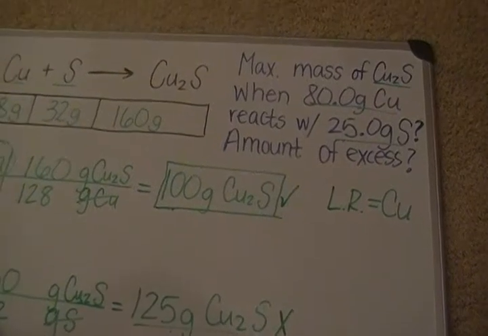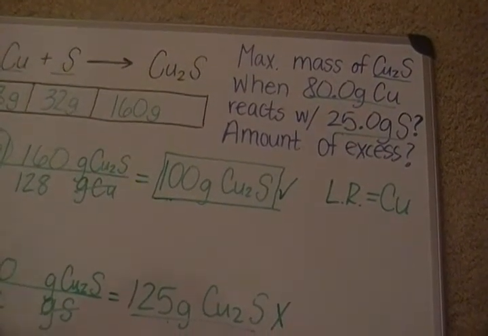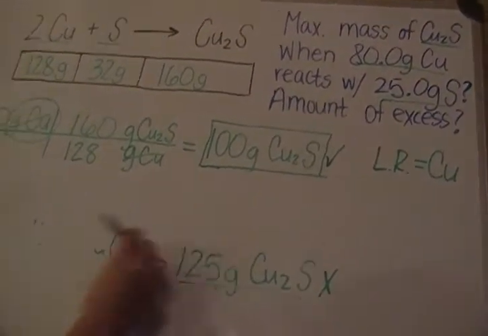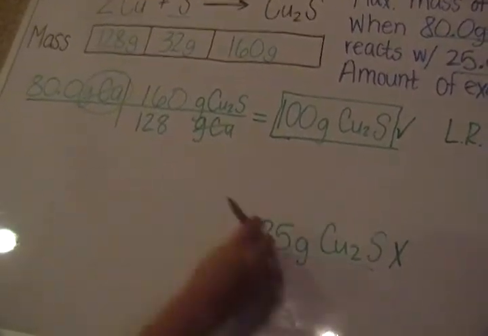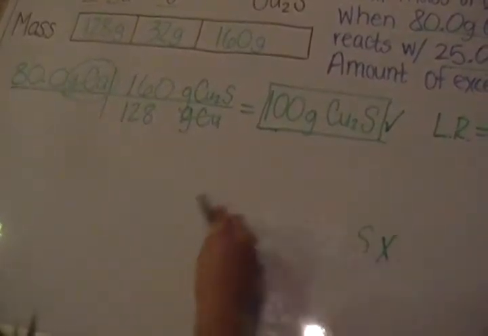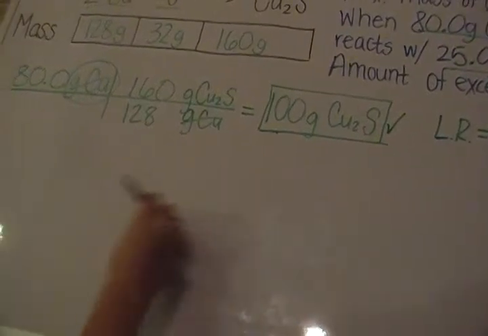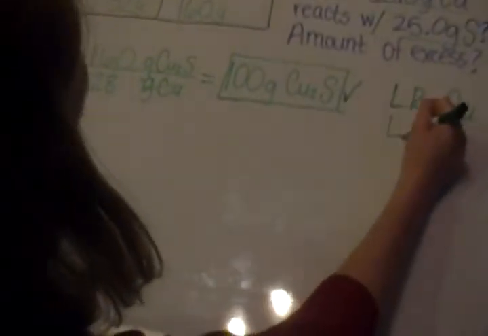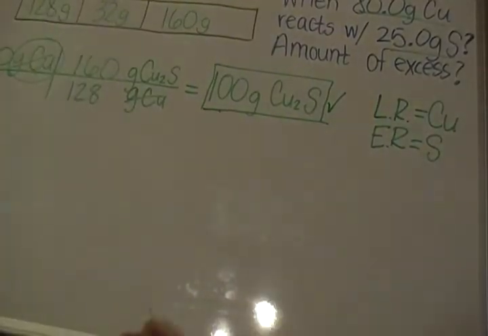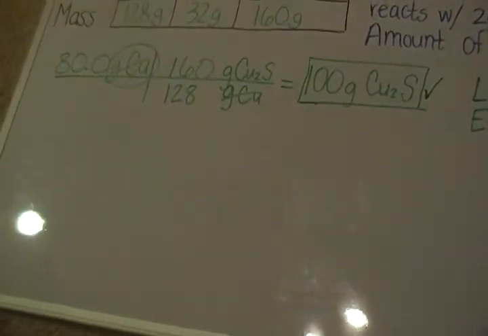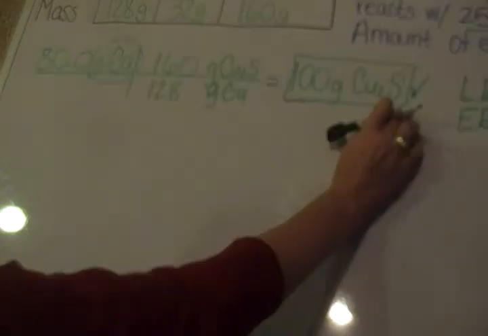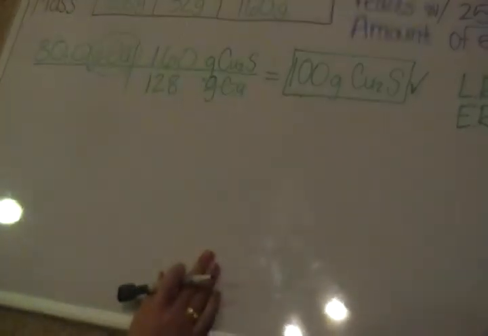Okay. That also means that my excess reagent is sulfur. It's going to be the opposite of the limiting reagent, the other reactant, the one that I had extra of. And I'm erasing this so I have some room to write again. All right, so I've got my excess reagent as sulfur, my limiting reagent is copper. And my maximum product is 100 grams of Cu2S.